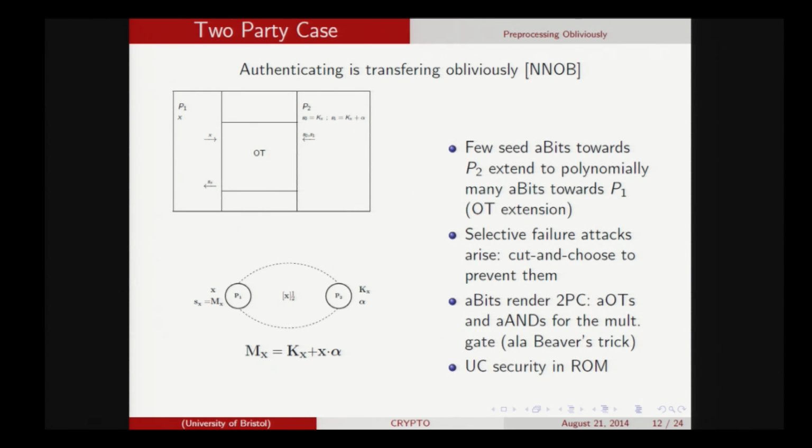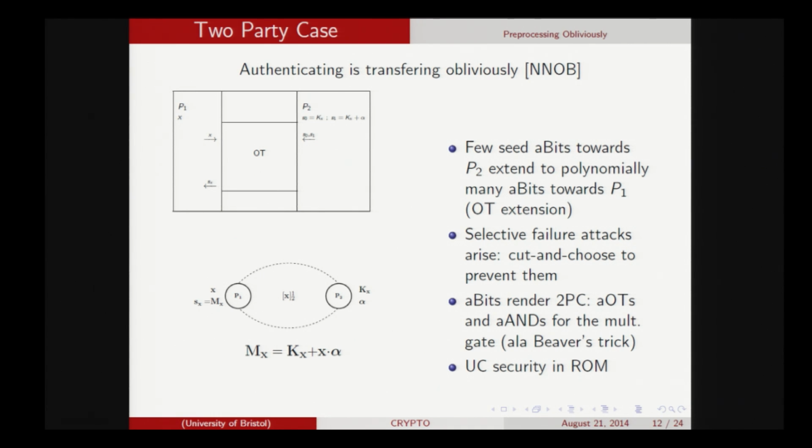So the idea goes as follows. Say that the authenticator, the party that has the key, is going to play the role of the sender. And the other party, the party that has the bit that needs to be authenticated, is going to play the role of the receiver. So the sender inputs two bit strings. The first bit string is going to be the local key, and the second bit string is going to be the XOR of the local key and the global key. And then as a result, the receiver gets one of those bit strings, which is exactly the MAC on the input that he gave to the OT functionality.